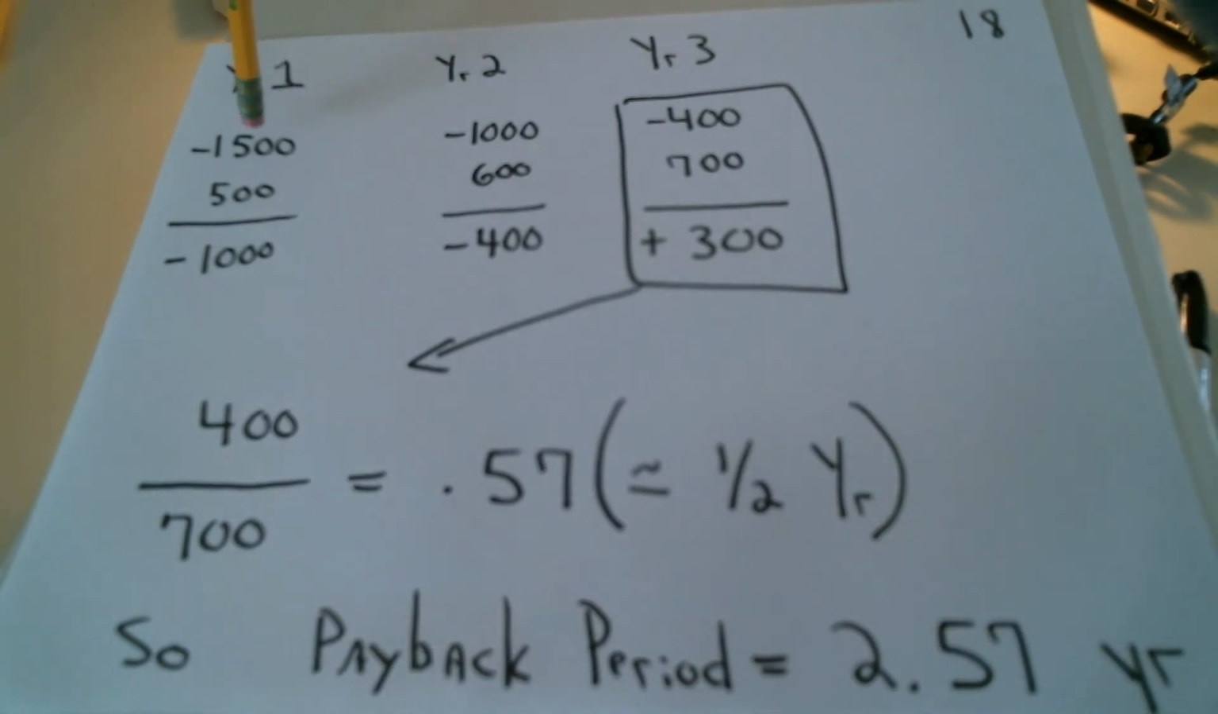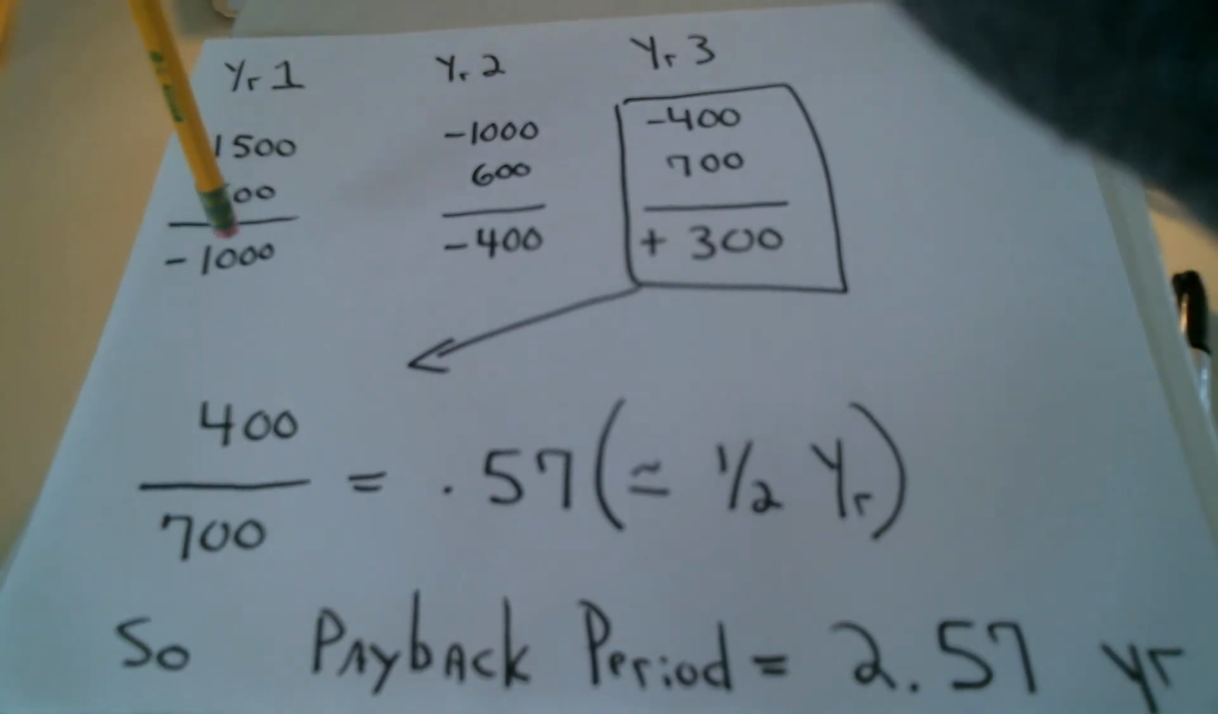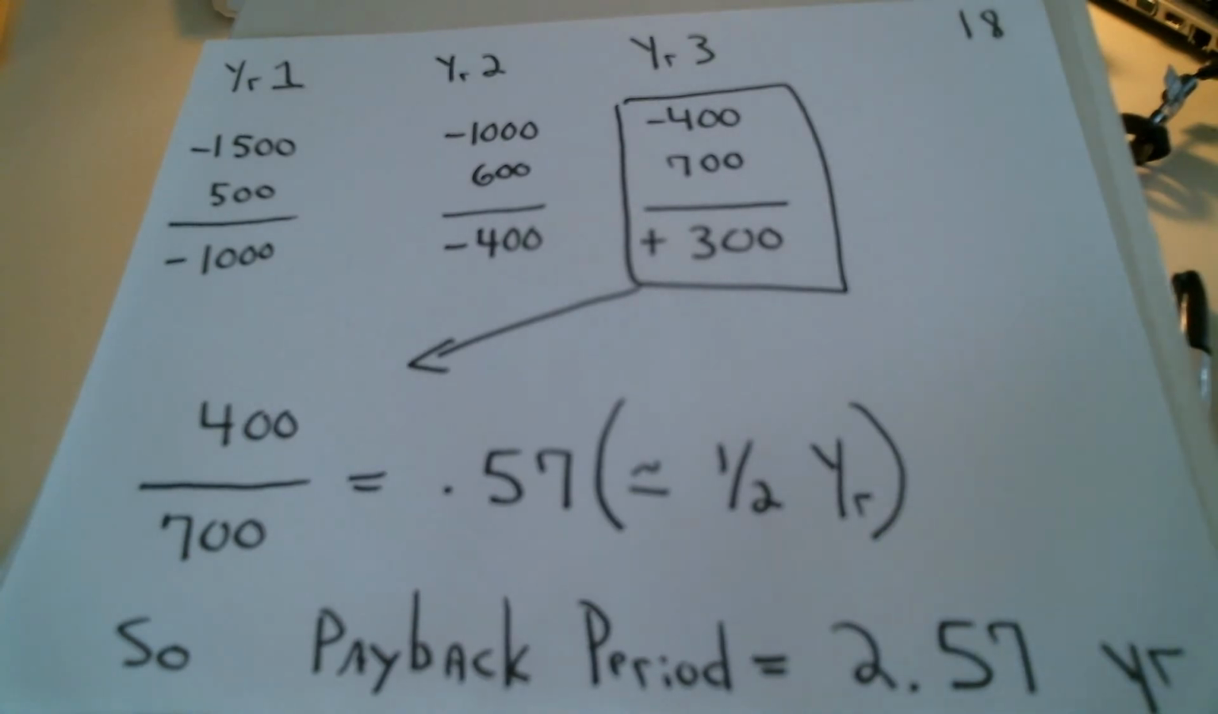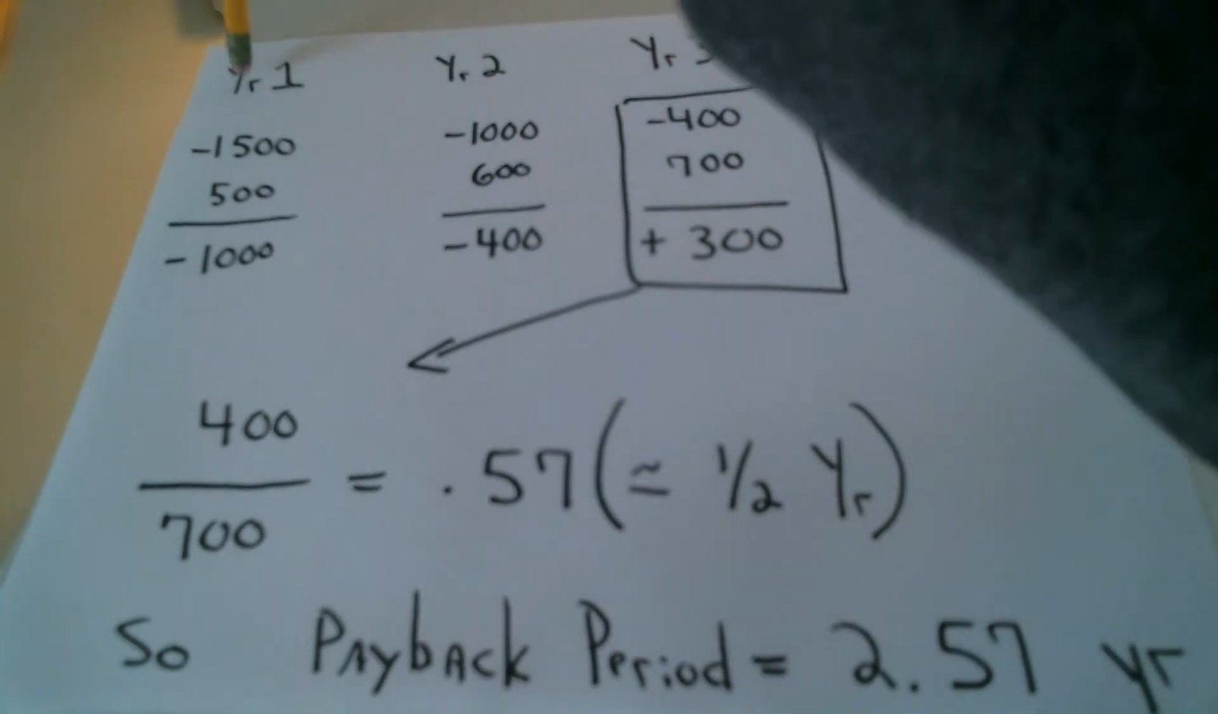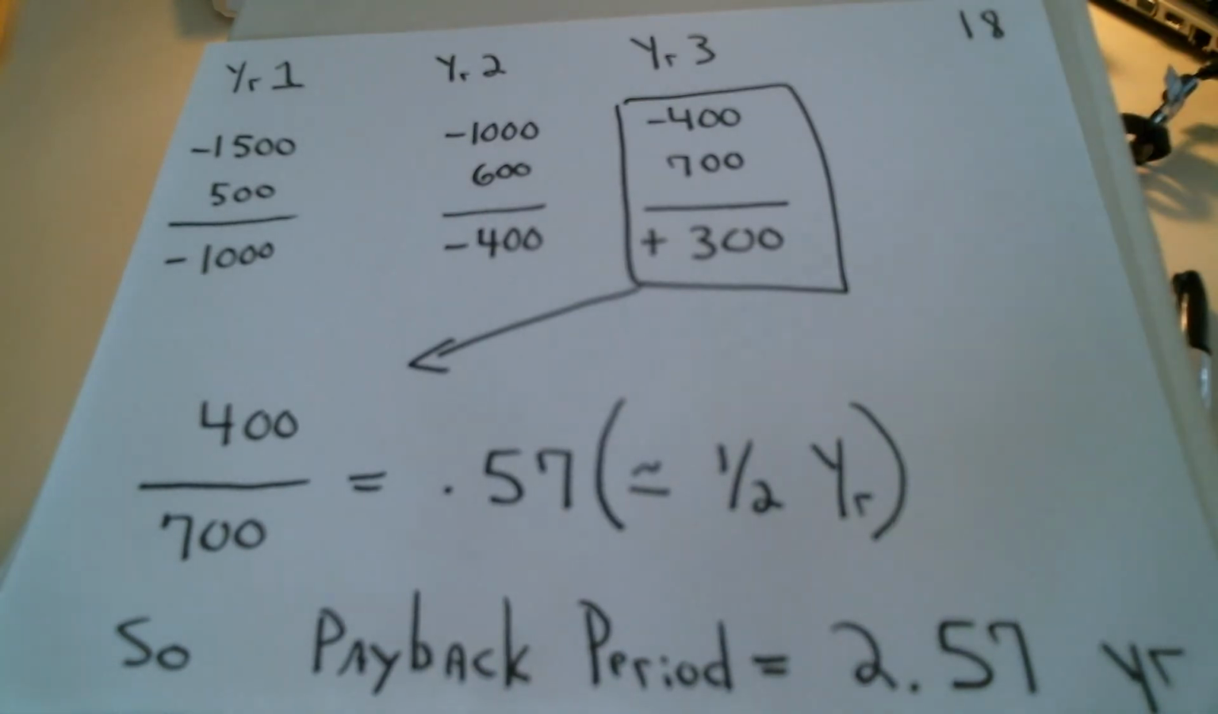So we paid out $1,500, we received $500. Okay, we have $1,000 left to recoup. Okay, that's 1 year so far. Second year, we received a $600 payment. 600 minus 1,000. We're still in the hole by 400. Okay, so that's so far year 1 and year 2. Total of 2 years, but we're not finished.